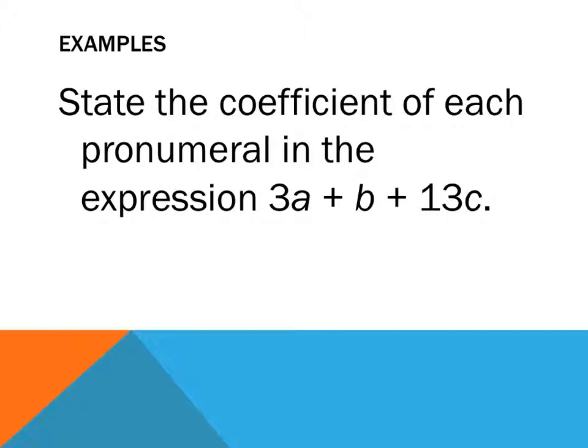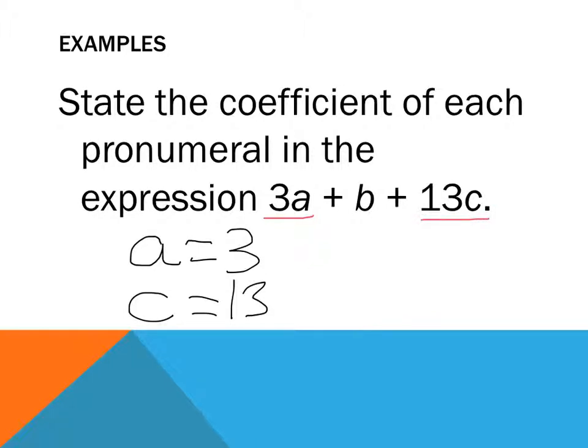Okay, the same question. This time it's asked me to state the coefficient of each pronumeral. So this is how I'd write it. Okay, I've got the first bit here is 3A, that's the first term. It's asking for the coefficient of each pronumeral. The coefficient of A is the number in front of it. How many instances of A do I have? Well, I have 3. The coefficient of C, in this example, I'm jumping to the end here. The coefficient of C is 13. It's just the number in front, guys.